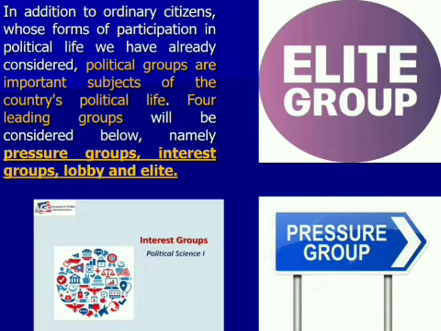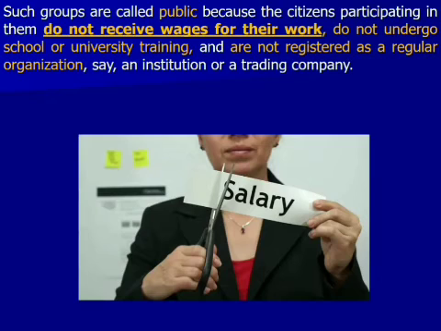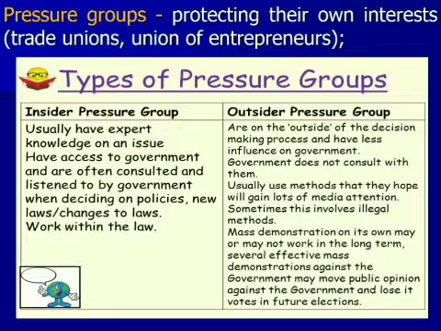So, we have already considered that political groups are important subjects of the country's political life. Four leading groups will be considered below, namely pressure groups, interest groups, lobby, and elite. Let's talk about each of them. Such groups are called public because citizens participating in them do not receive wages for their work, don't undergo school or university training, and are not registered as regular organizations.